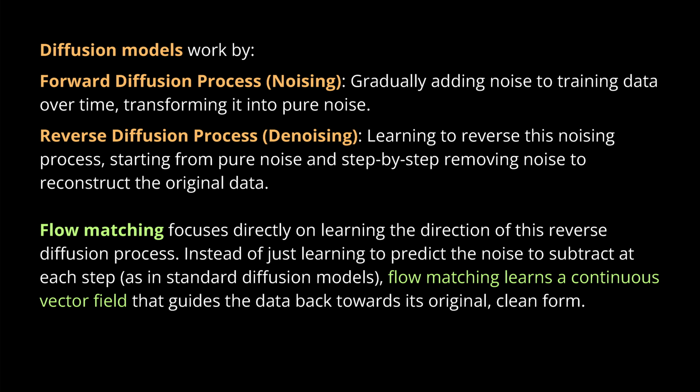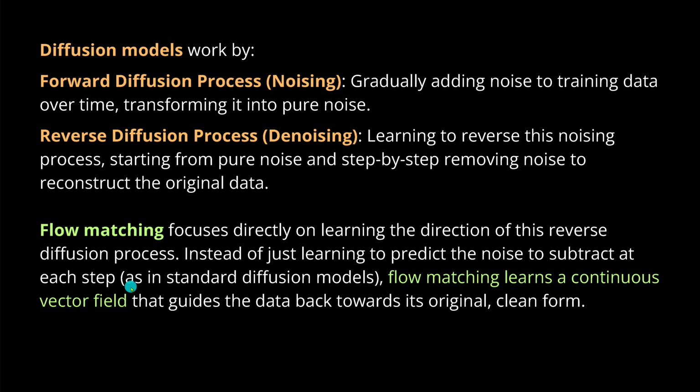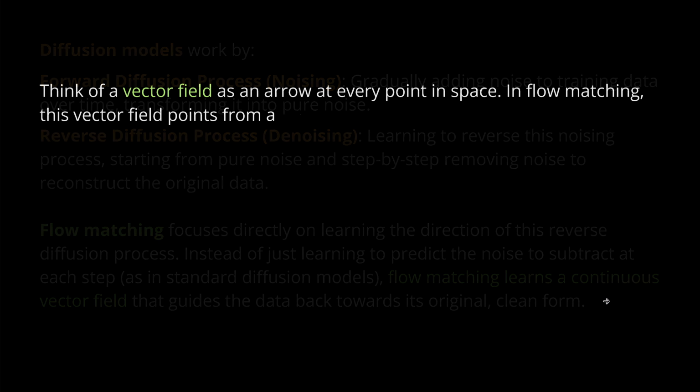Now, flow matching is interesting. Flow matching focuses directly on learning the direction of this reverse diffusion process, but instead of learning to predict the noise to subtract at each step, flow matching now learns a continuous vector field that guides the data back towards its original clean form. And you would say, hey, wait a minute, again a vector field. Now I understand why you started the video with all the different vector fields that we have, because now we learn a continuous vector field. So yes, exactly, you see the idea behind this N1 AI system is simple: vector fields.